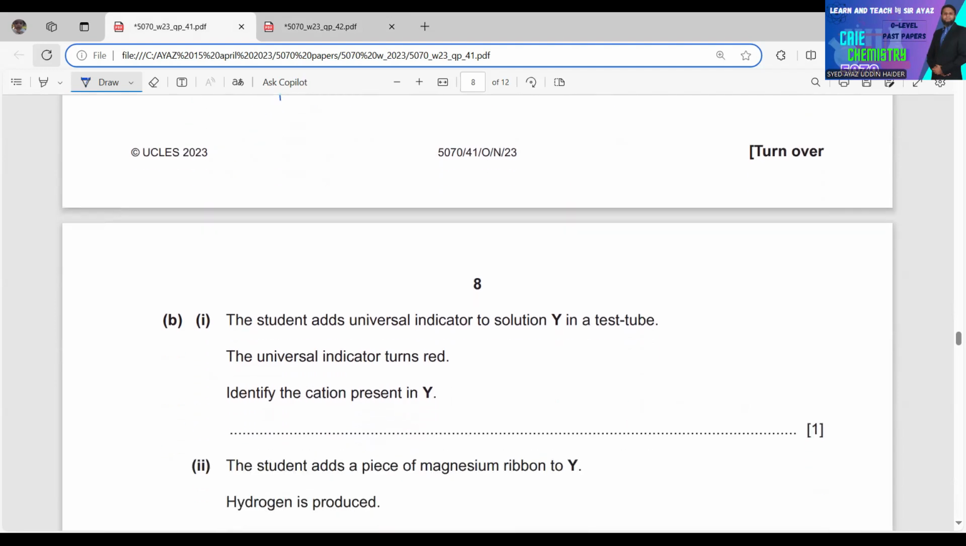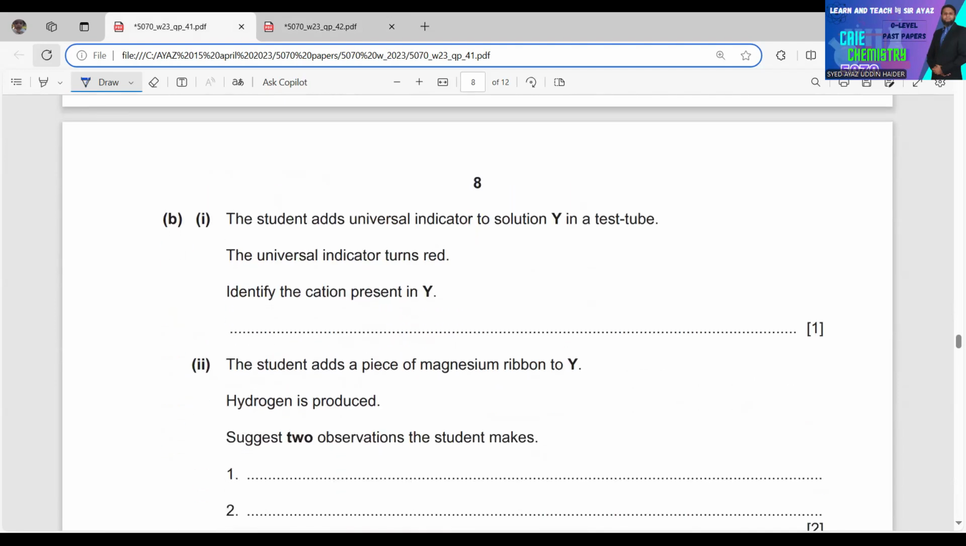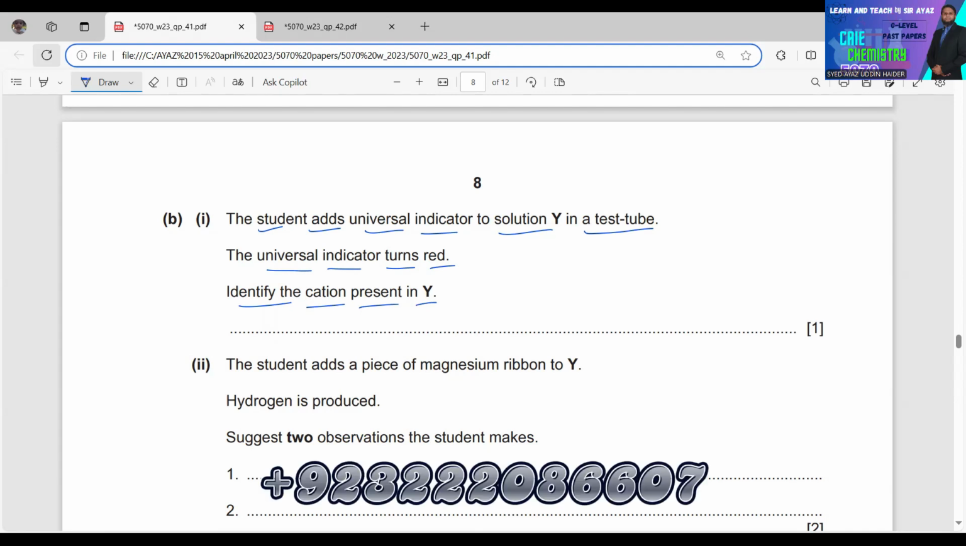B1. The student adds universal indicator to solution Y in a test tube. The universal indicator turns red. Identify the cation present in Y. So universal indicator is turning red, so you have to identify the cation present in Y.